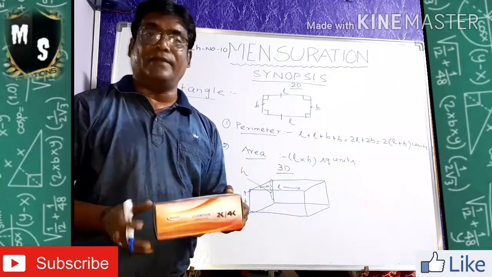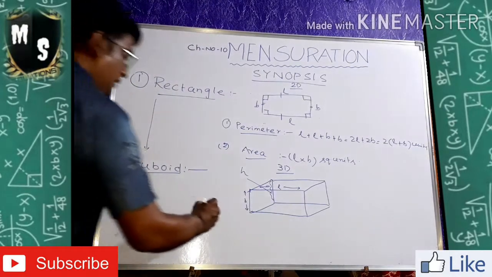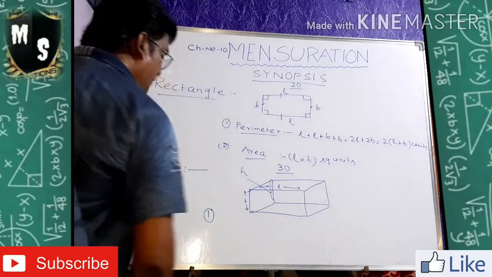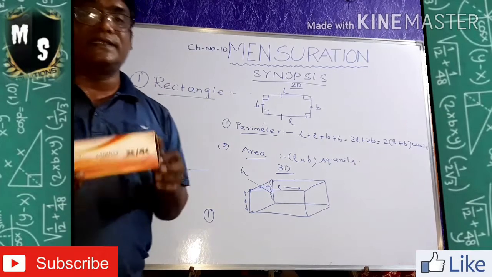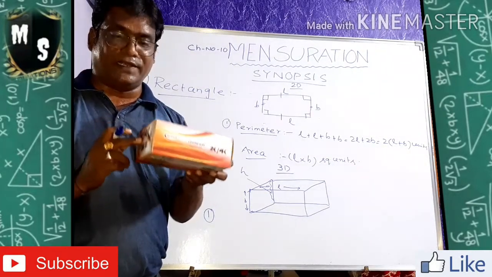So now, what are the things involved? I am writing, then I am explaining to you nicely. See now, what I am writing. First one, I am writing for you. It is giving you 2 types of area. Try to understand, it is giving you 2 types of area.